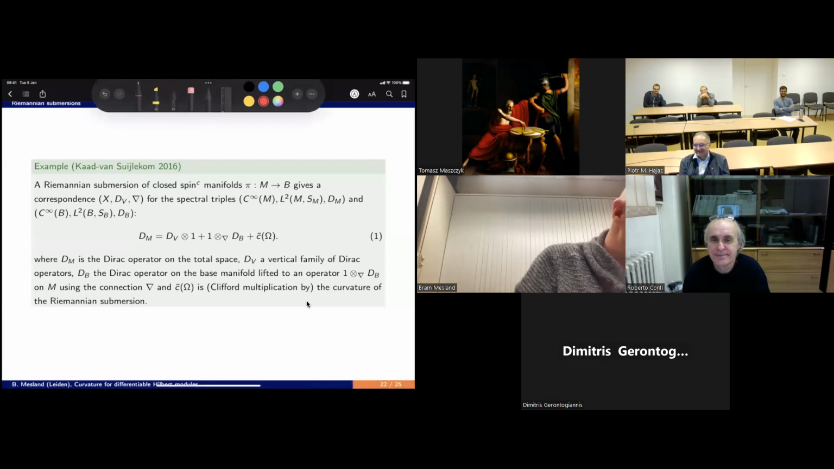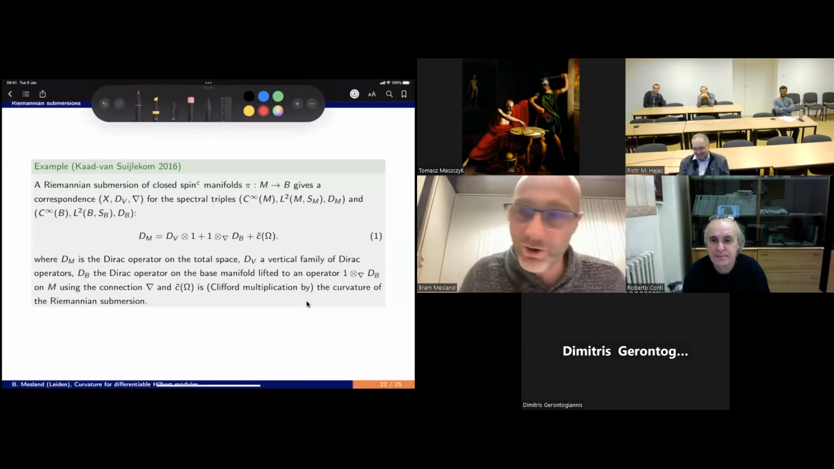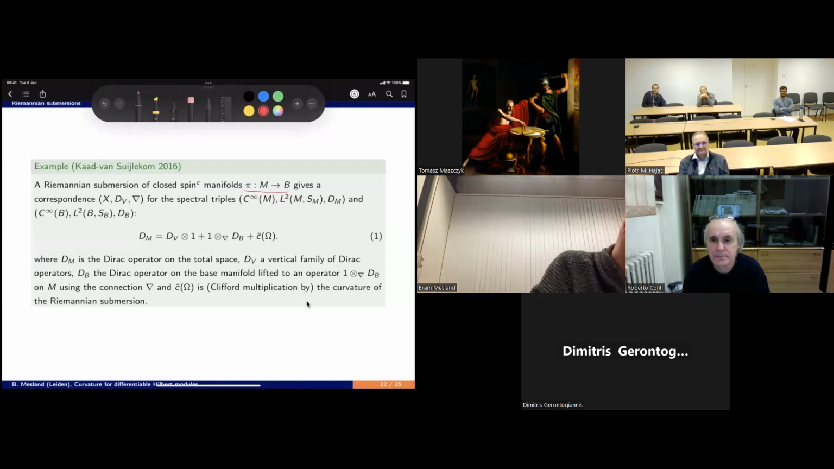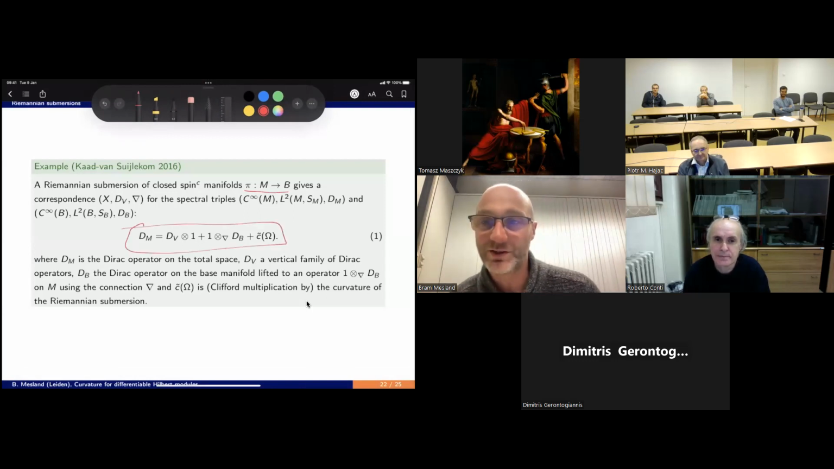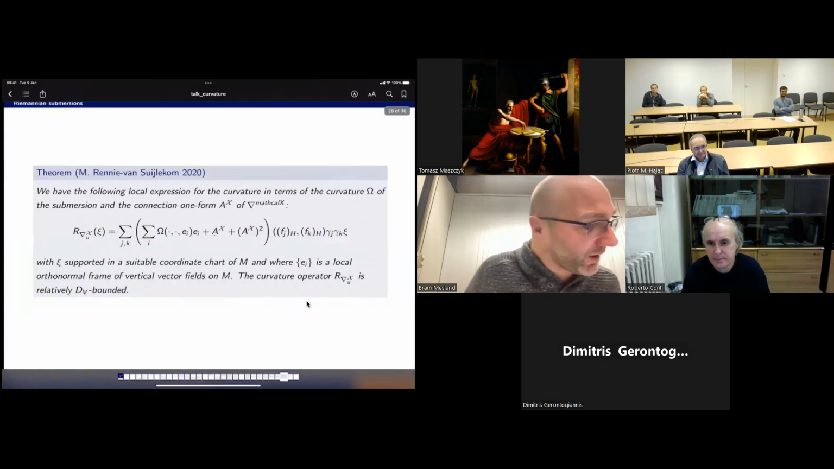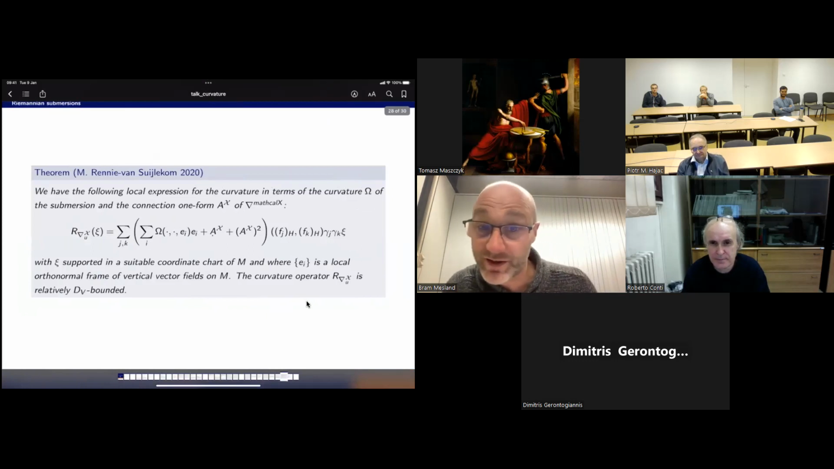Okay. So let me just go over this quickly because we've discussed the previous example. For a general submersion, as Tomek was commenting, Kaad and van Suijlekom proved that there is a factorization. So there is also one of these correspondences, and you can apply this curvature theory there. The first curvature term you pick up is this Clifford multiplication by the curvature of the submersion. And then we computed the curvature operator as I defined it.